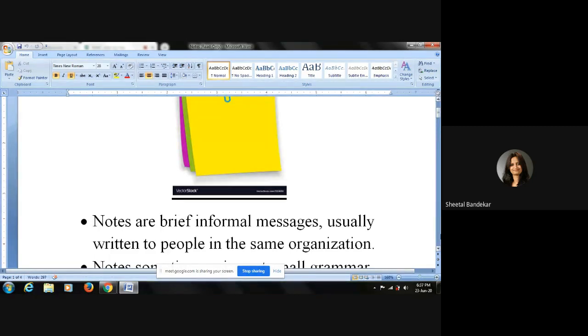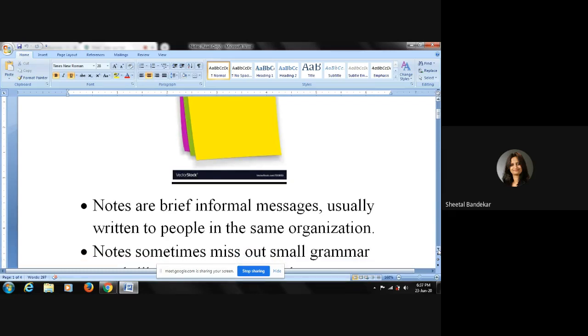So I have given you situations wherein, in the absence of the person whom you want to immediately communicate with, he or she is not there, so you write a brief note on a sticky note and stick it on his desk and leave it. So it's an informal message written to people in the same organization.